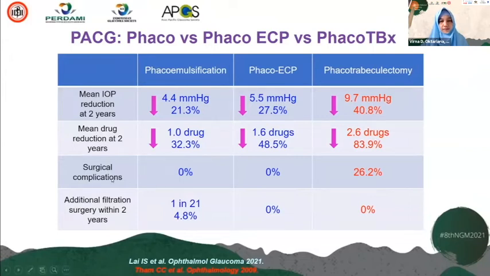Now, in terms of surgical complications, of course, expectedly, combined phacotrabeculectomy is associated with a higher risk of surgical complications, whereas phacoemulsification alone carries a higher chance of requiring additional filtration surgery within 2 years after the initial intervention.